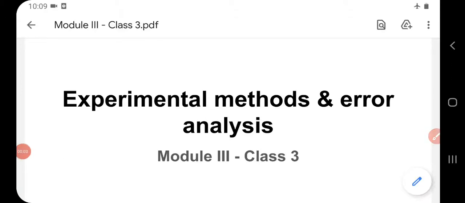Good morning. Now, this is our class 3 of the chapter Experimental Methods and Error Analysis. Today we will learn about a few instruments that are used for measuring time.